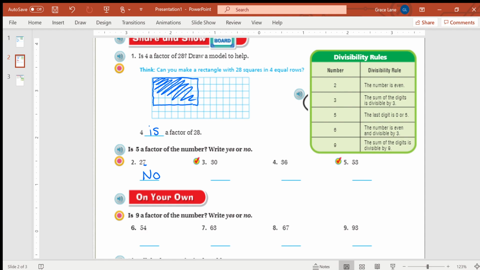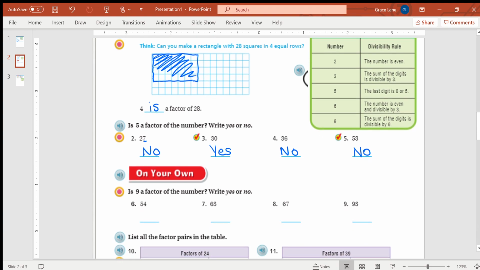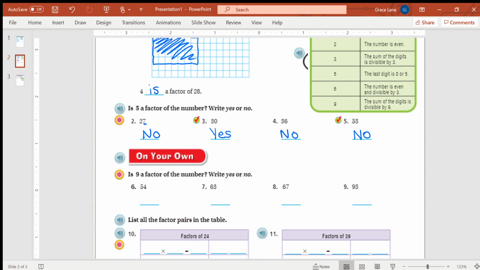Okay, but on number 3, 30 ends with a 0. So yes, it can be divided by 5 evenly. And you can also know 6 times 5 is 30. Number 4, 36, is the last digit a 0 or a 5? No, it's a 6. And then number 5, 53, is the last digit a 0 or a 5? No. Okay, so we're just using our rule again to kind of speed things up. So go down to the next section now.